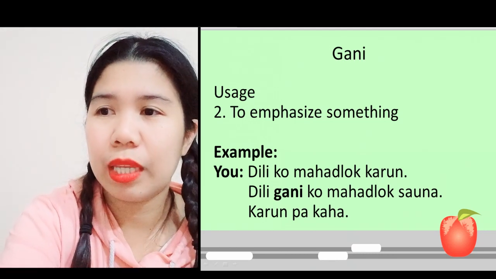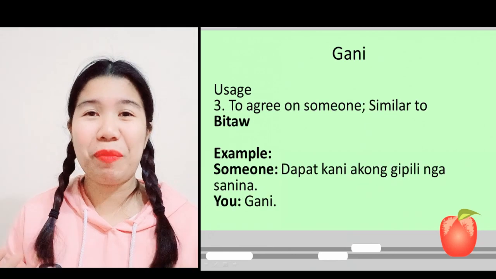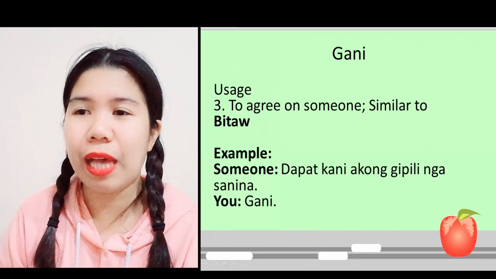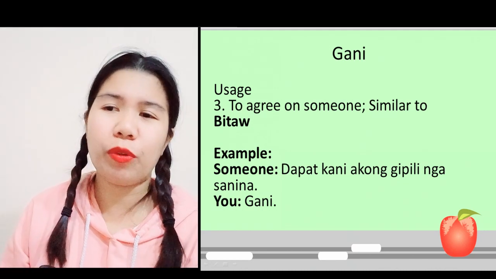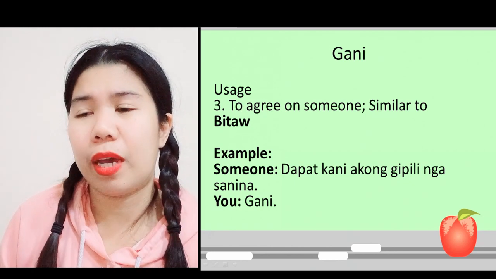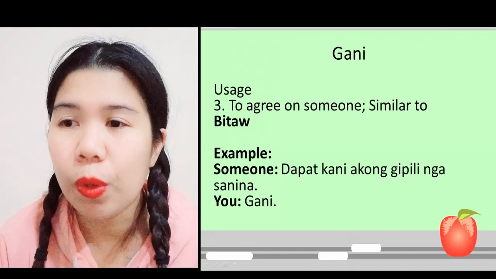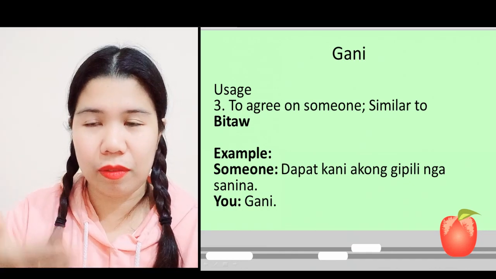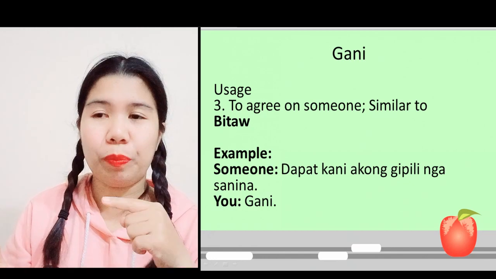Okay? Also, you could use gani to agree on someone. This is similar to bitaw, but there's a little difference, okay? So, for example, you and your friend are on a dress shop, okay? Then your friend says, dapat kani akong gipili nga sanina. Again, dapat kani akong gipili nga sanina. So, dapat kani means it should be this. Kani means this, pointing out to the dress. Dapat kani, it should be this.